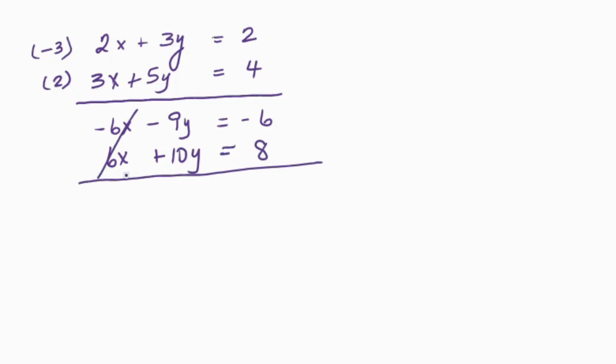So these eliminate each other. I have 10y and a minus 9y, that gives me y. I have 8 and a minus 6, that gives me 2. So now I'm going to substitute y is equal to 2. And I can put this in any of the equations. I'm going to go with equation number 1.